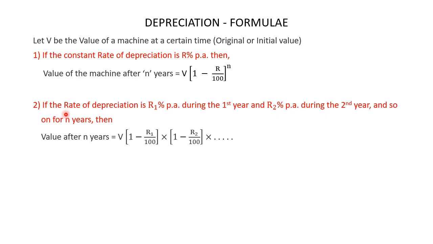If the rate of depreciation is R1% per annum during the first year and R2% per annum during the second year and so on for n years, then if you have to find the value after n years, then the formula to be used is value after n years is equal to V multiplied by 1 minus R1 by 100 multiplied by 1 minus R2 by 100 and so on.